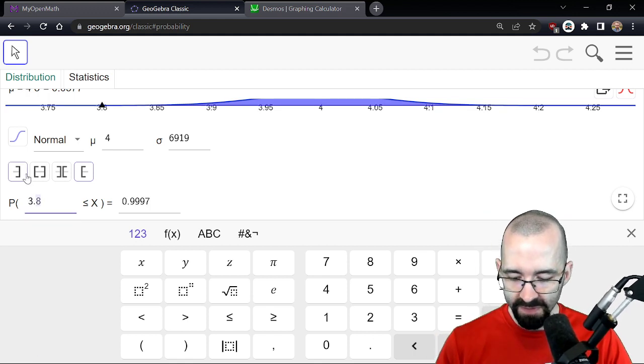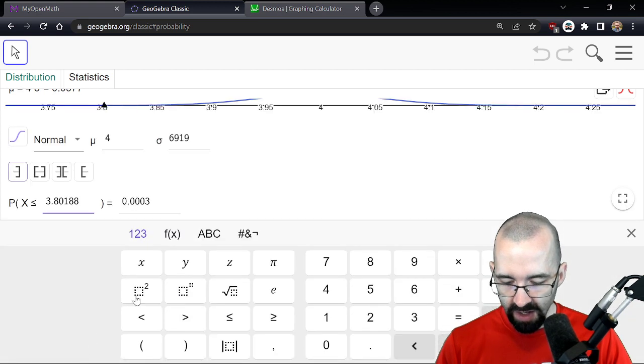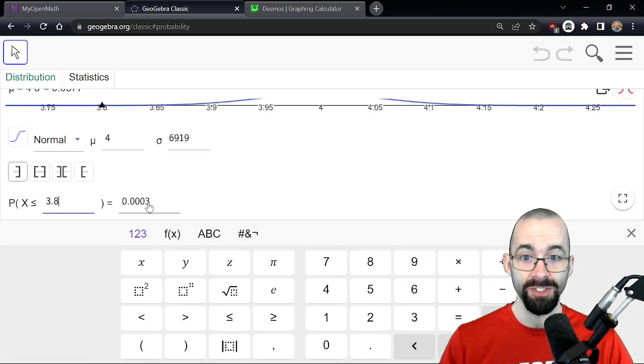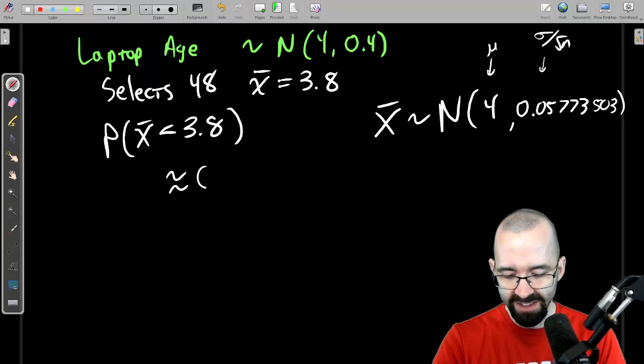That's greater than, Jason. Nice try. Oh, I didn't mess it up. It was GeoGebra. It's just not clicking over. Great. What's the probability that's less than 3.8? Not very much. About 0.03%.